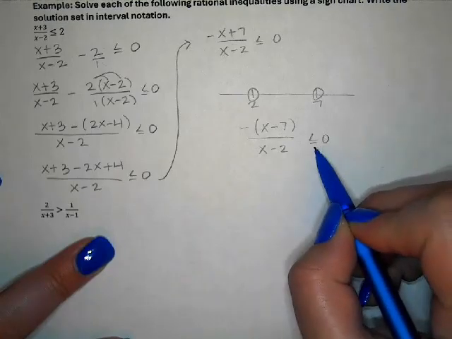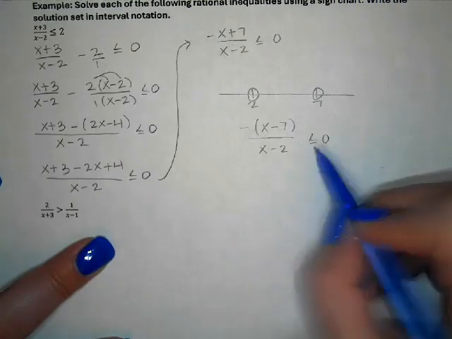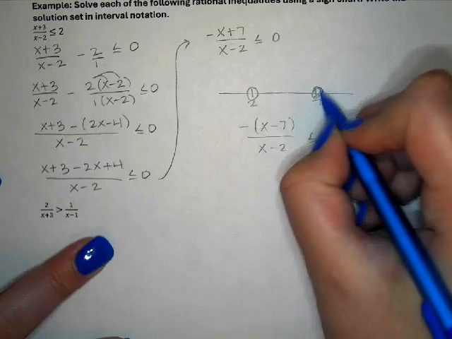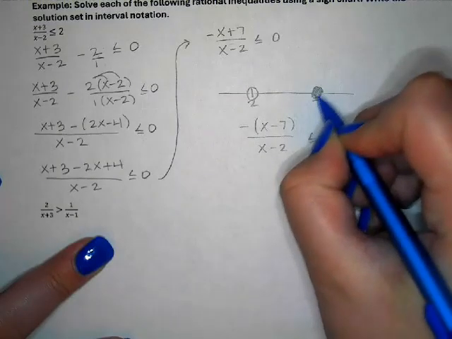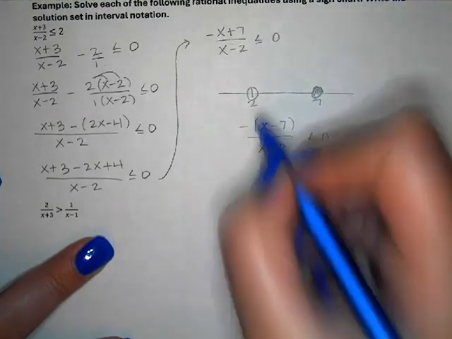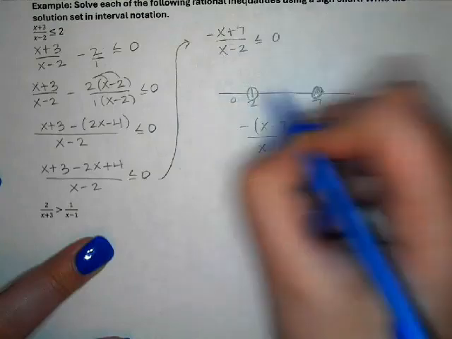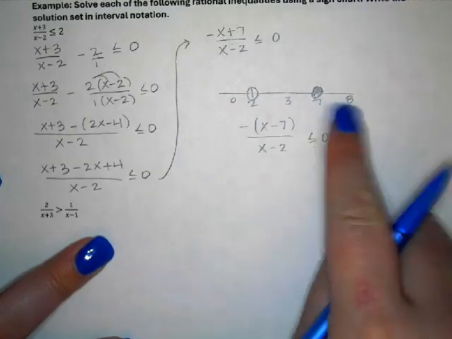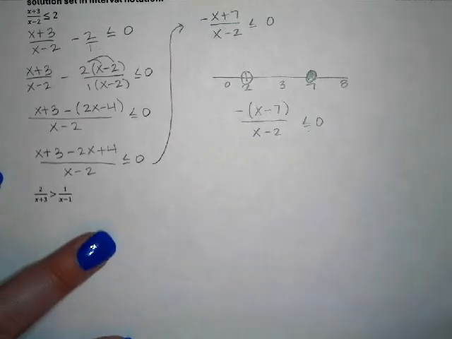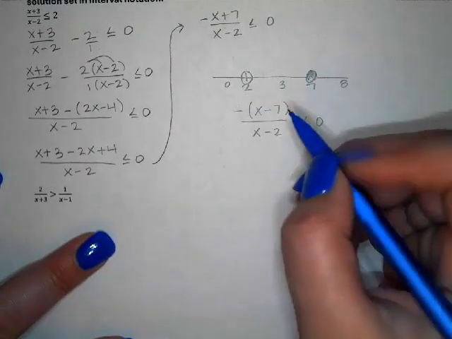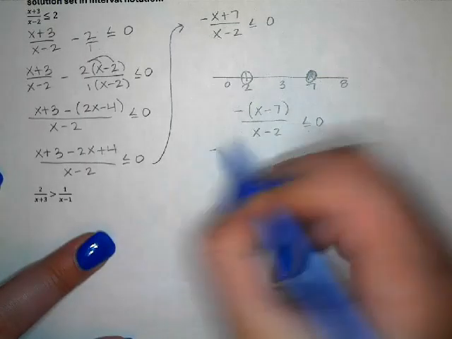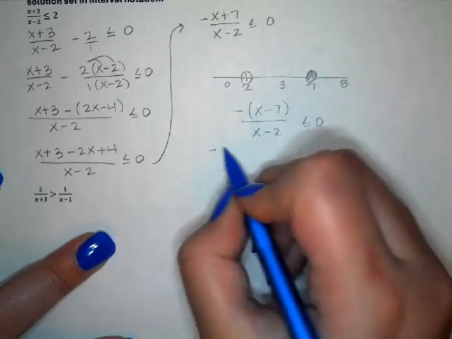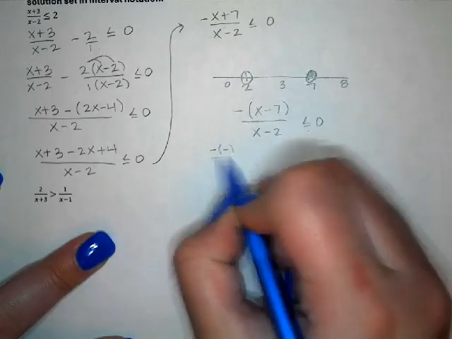And then I'm going to choose values to test. So 0, 3, 8. I'm just choosing values that are inside these different intervals. And then I can go ahead and test them. So I've got a negative sign. 0 minus 7 is negative. 0 minus 2 is negative. So for 0, I've got a positive number divided by a negative number, which is negative.